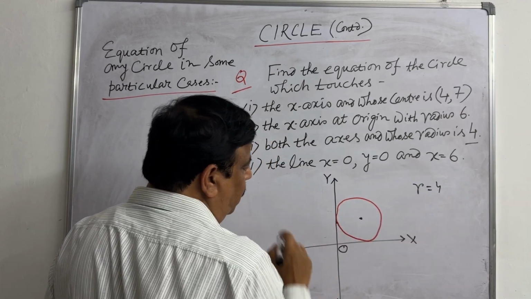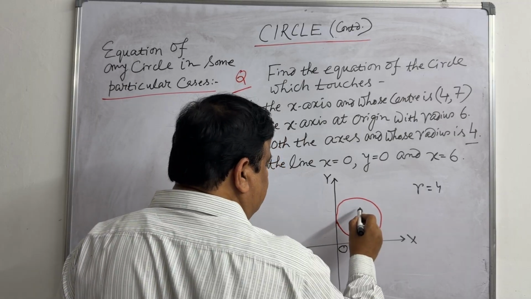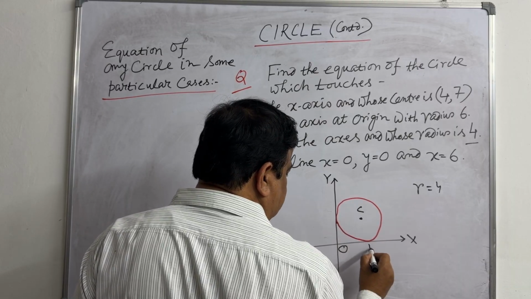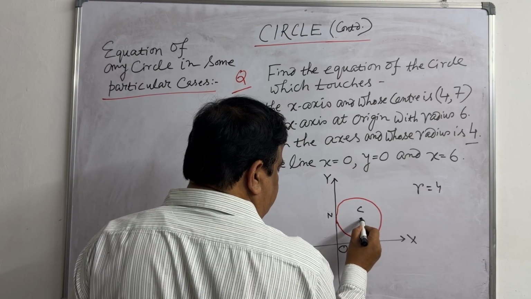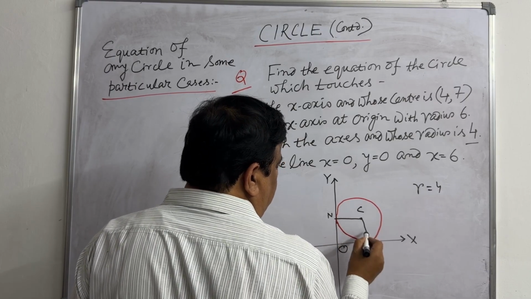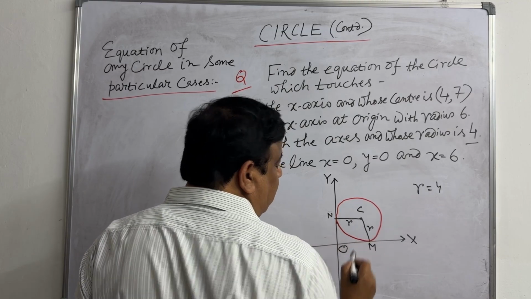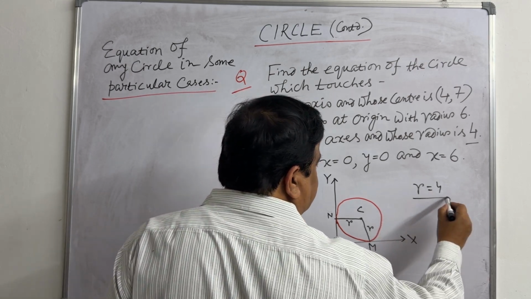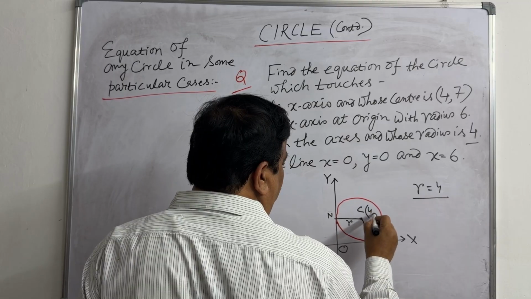So what will be the coordinate of the center if it is C? Because if you join, say this one is M and this one is N, if you join C to M and join C to N, they are equal to each other and equal to the radius. So as the radius is given as 4, obviously the coordinate of the center will be 4, 4.